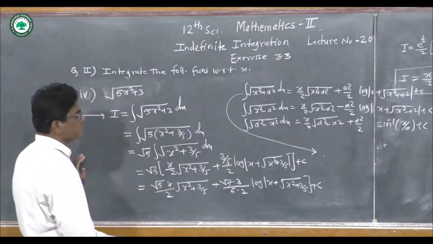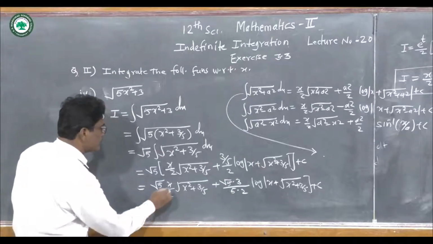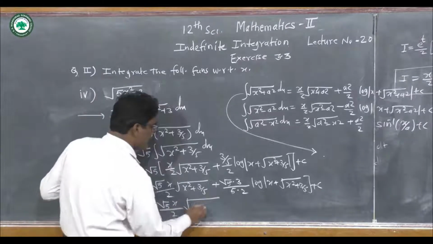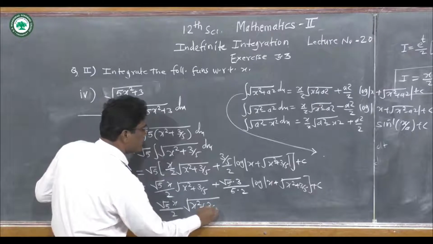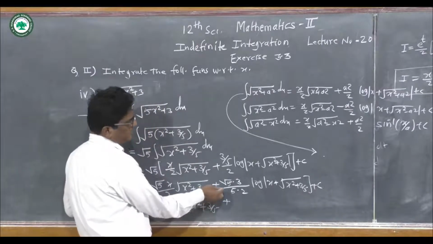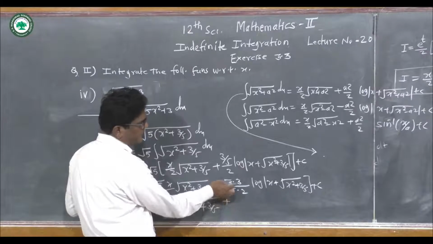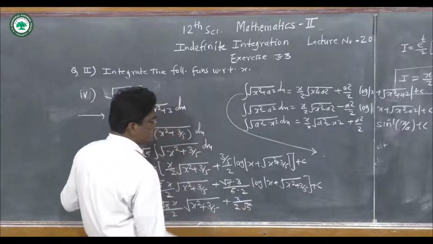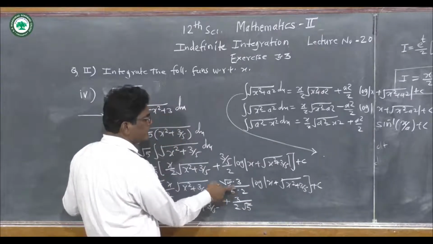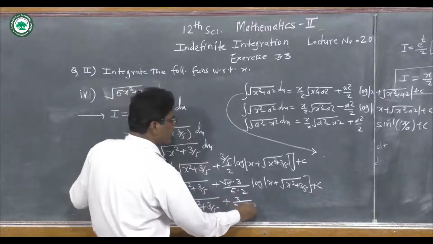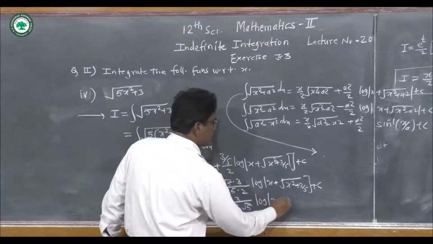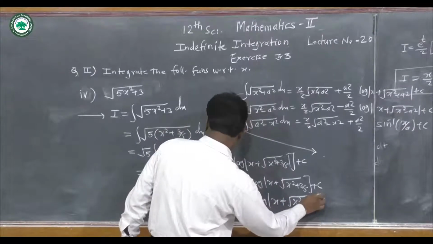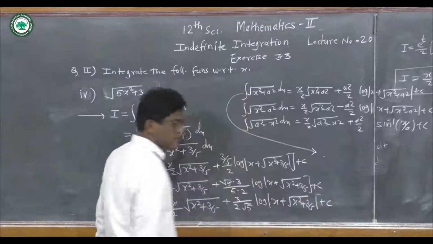So the final solution is here, this is equal to root 5x divided by 2 into root of x square plus 3 upon 5, plus we divide this root 5 by 5, we get it as 3 upon 2 root 5. Or we may write here 5 as root 5 into root 5, one root 5 gets cancelled. So 3 upon 2 root 5 and here log of x plus root of x square plus 3 upon 5 and plus constant of integration. This is the final solution.